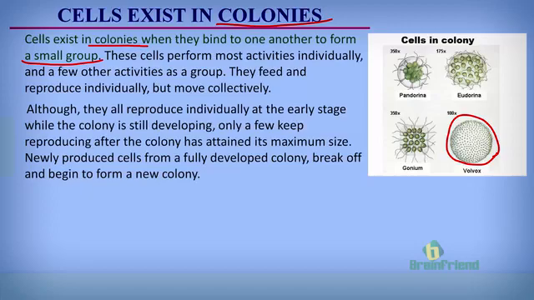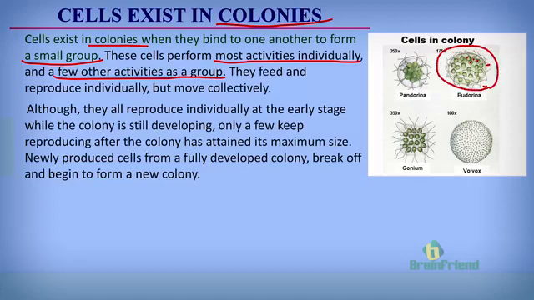The cells in a colony, that's the cells in this small group, perform most activities individually. They carry out different activities as individual cells, and they perform a few other activities as a group. Just as it is in this case, say we have several cells in this colony. This is one cell, another, and several others. This is a colony. So this is an organism whose body is made up of several cells in the form of a colony. So we are saying these several cells are able to carry out certain activities as individual cells, and they carry out some other activities as a group.